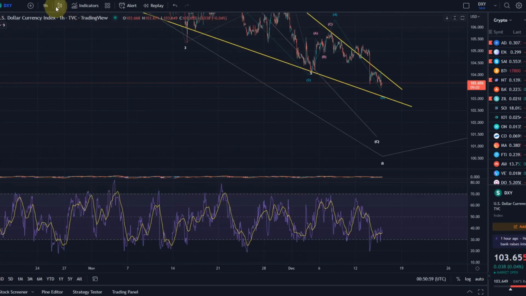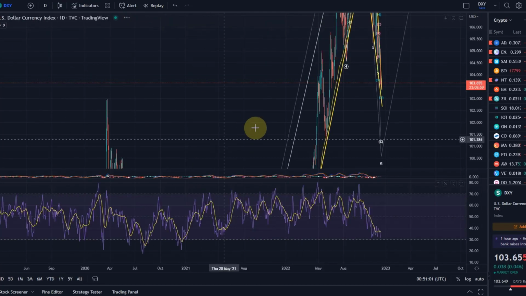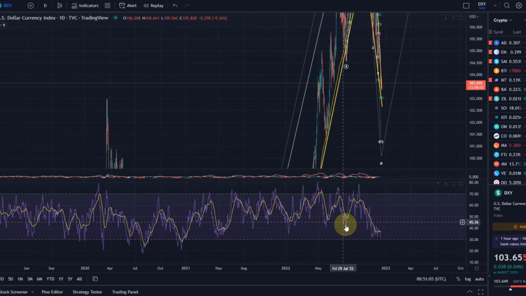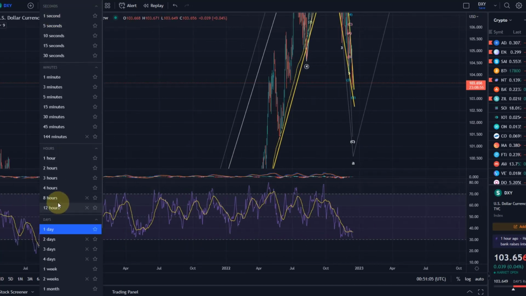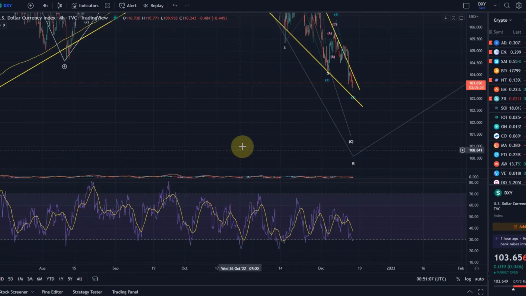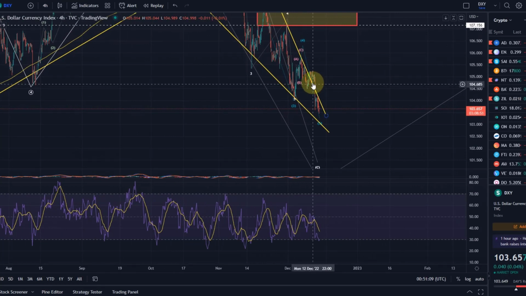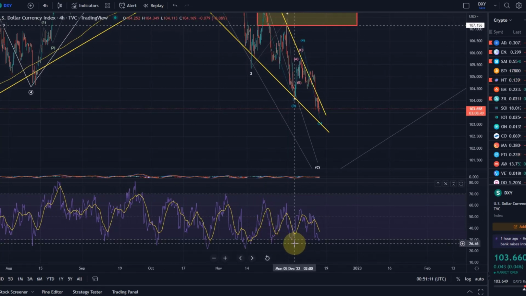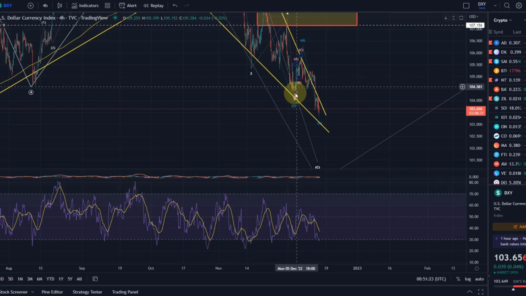DXY is now massively on the lower end on the RSI. What I wanted to show you is here on the 4-hour chart, we can see that we now dropped into the oversold range on the 4-hour chart at around 30. Now that's the 4-hour, but usually when that happens you see at least a significant recovery.